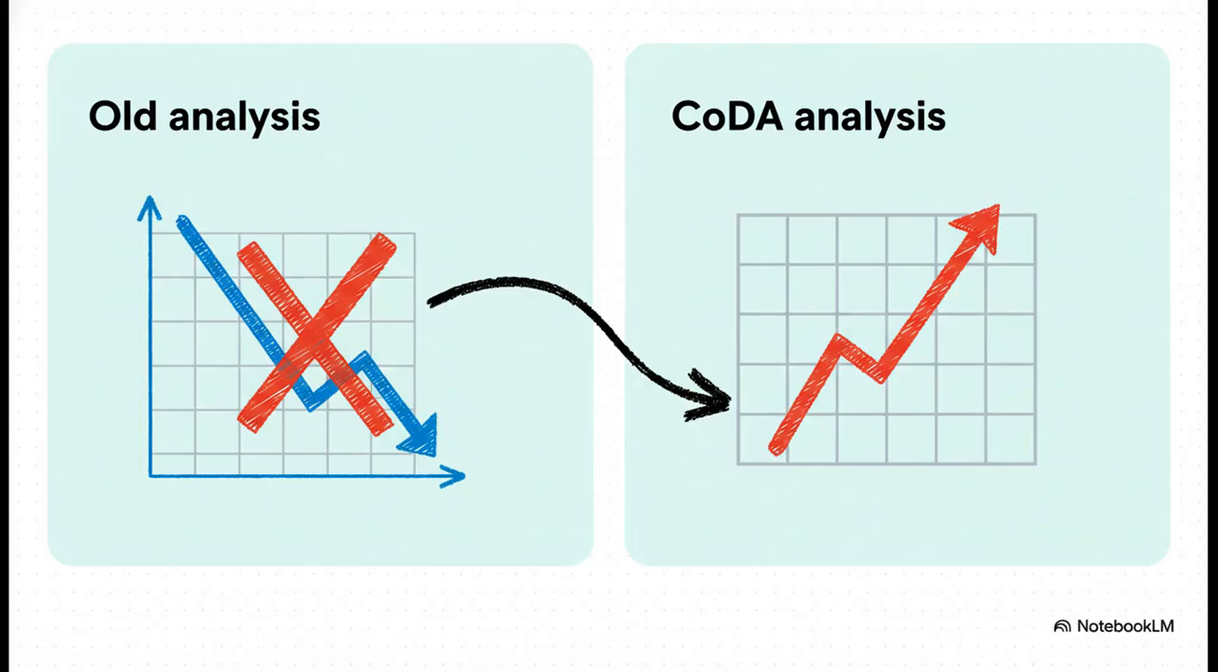Take this case study on immune cells. An older analysis using the percentage method concluded that a really key type of sugar actually decreased as these cells developed. But when they reran the numbers using CODA, guess what? The exact opposite was true. There wasn't a decrease at all. There was actually a slight increase. The original finding was just a mathematical illusion.